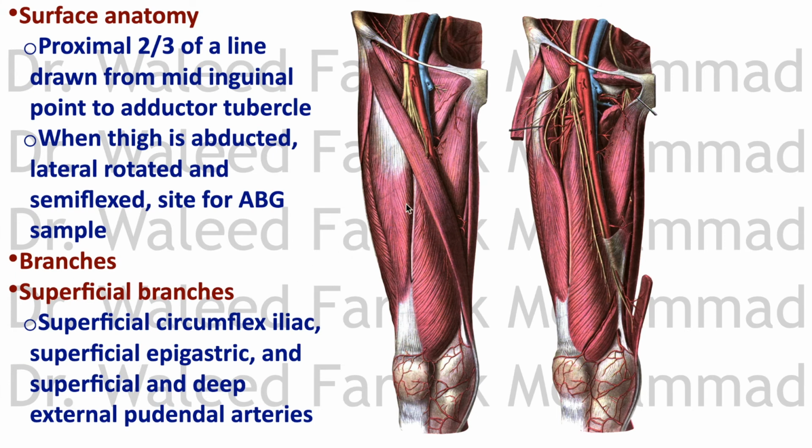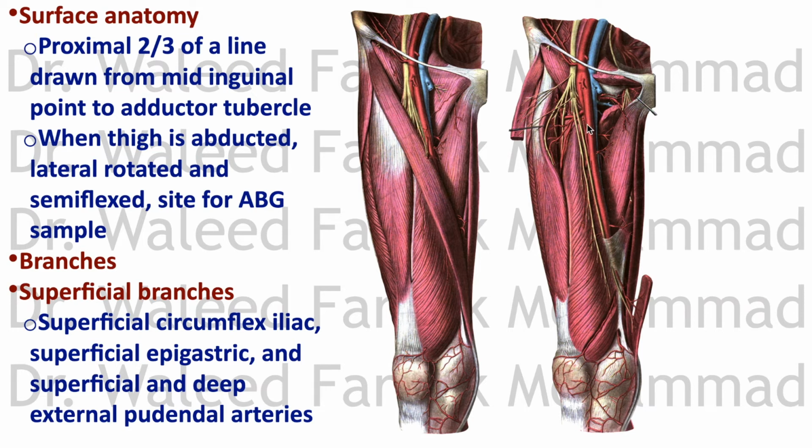The surface anatomy of the femoral artery is the proximal 2/3 of a line from the mid-inguinal point to the adductor tubercle. So this represents the course of the femoral artery. You need to know this because in certain procedures, like asking the patient to abduct, flex and laterally rotate his thigh, you expose the femoral artery to obtain arterial blood gas samples.